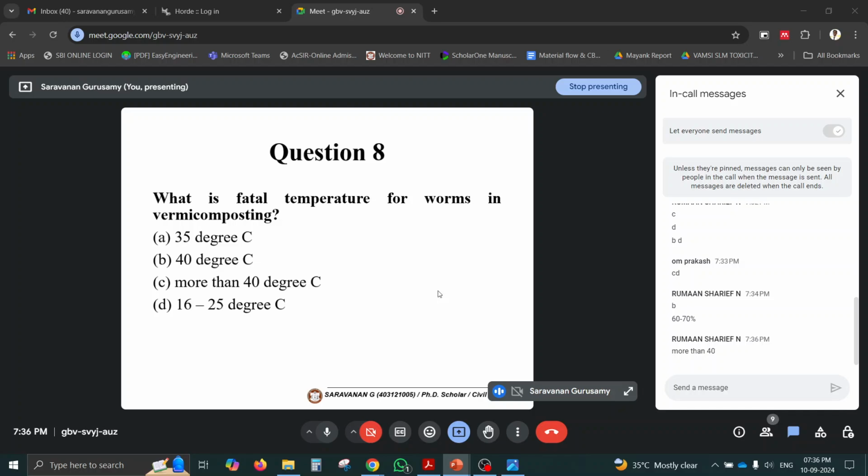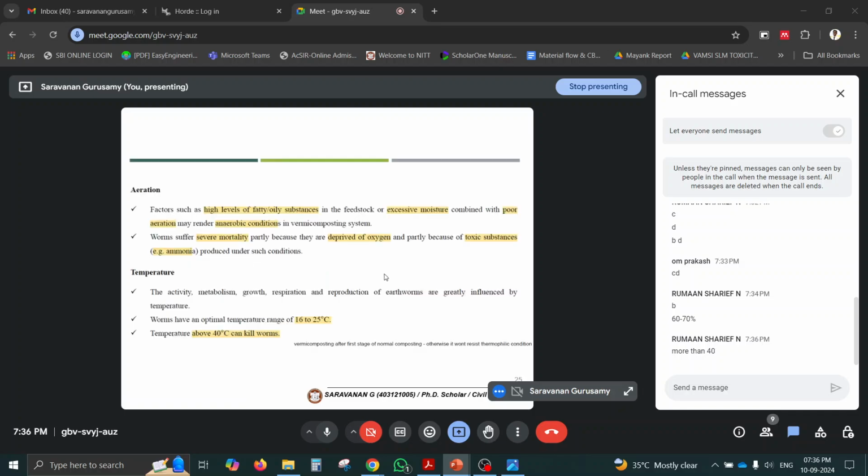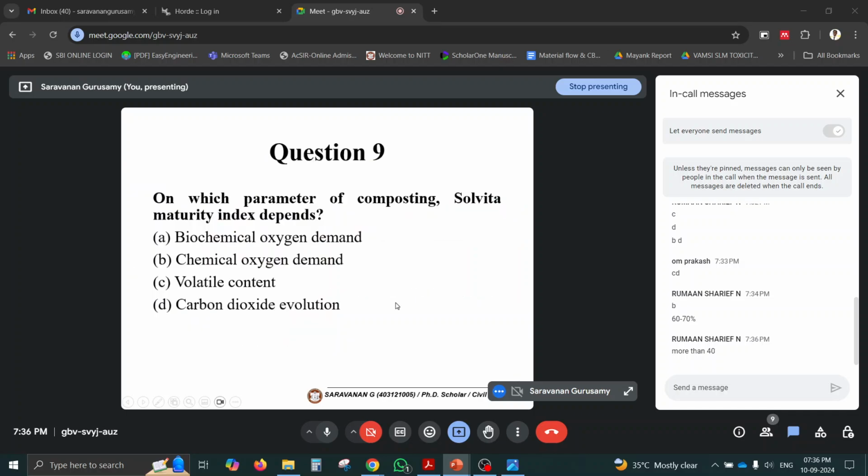The normal composting process, in the active phase, will reach 70 to 80 degrees Celsius. So all the worms will die. So in the second stage, after normal composting, for maturation or curing, we can use this type of worms. So vermicomposting is suitable for second stage composting. That will create only around 40 degrees Celsius. After more than 40 degrees Celsius, the worms will die. The answer is C. Temperature above 40 degrees can kill the worms. Okay. So ninth question.